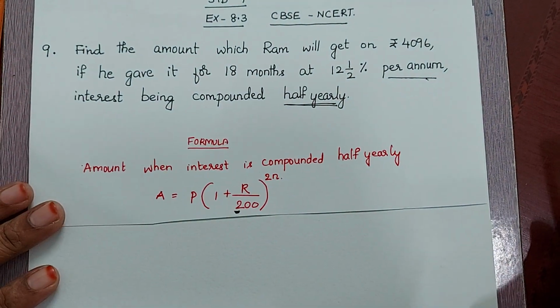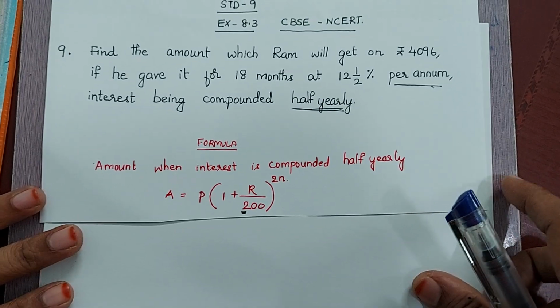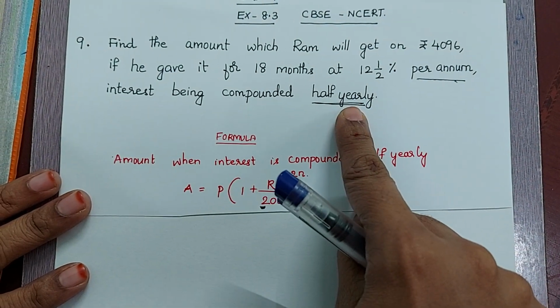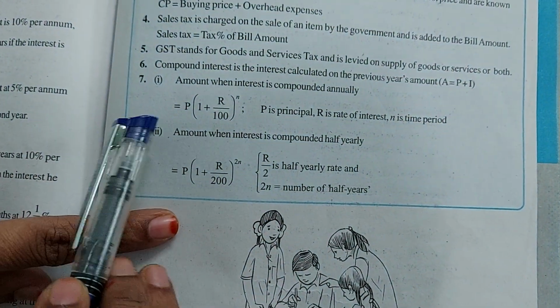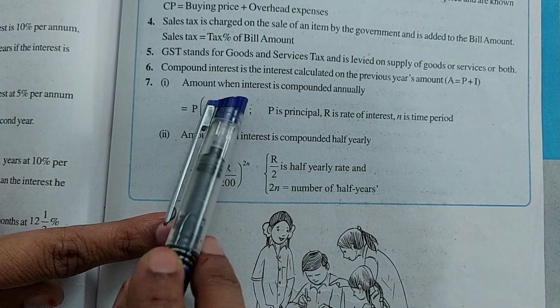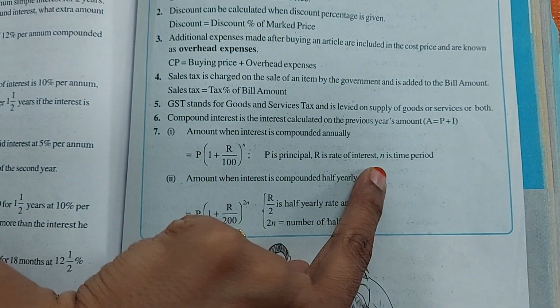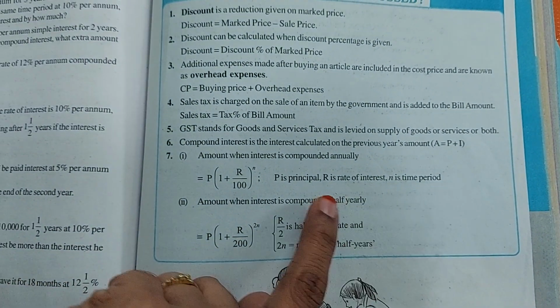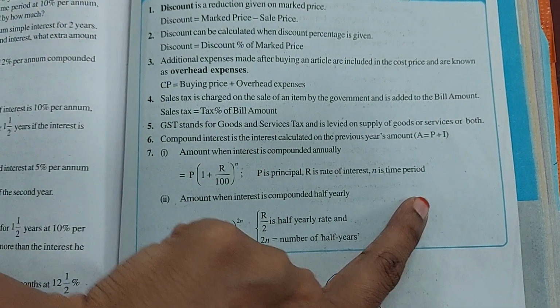Let's see a compound interest sum. In this compound interest sum, the interest is calculated half yearly. We know in general when the interest is calculated annually, it is nothing but A is equal to P into (1 plus R by 100) whole power n, where P is the principal, R is the rate of interest and n is the time period.